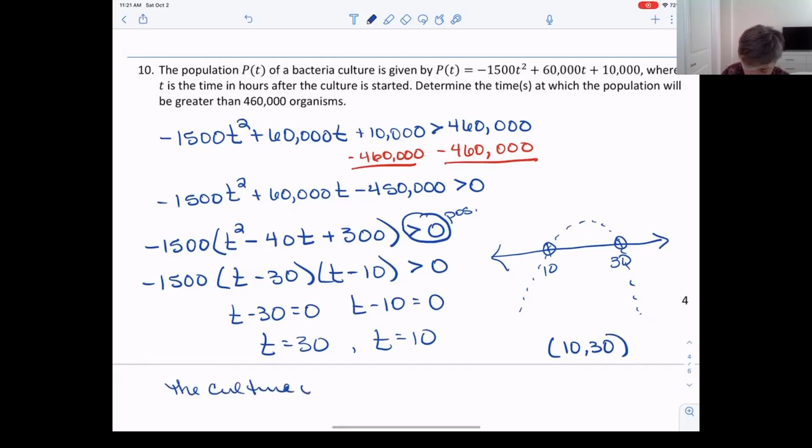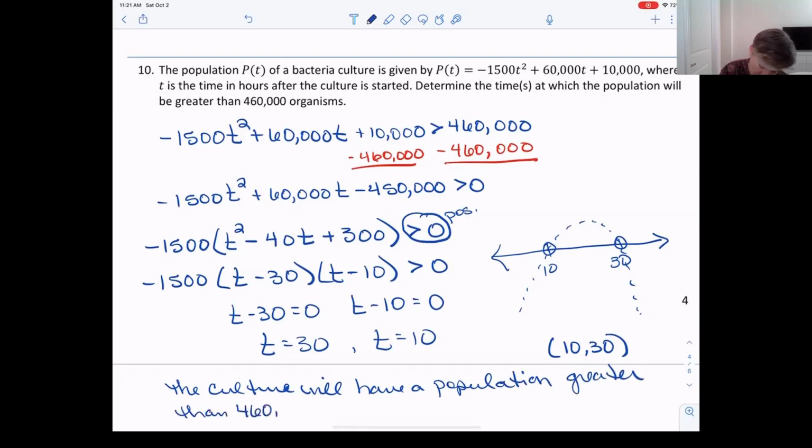The culture will have a population greater than 460,000 between 10 and 30 hours.